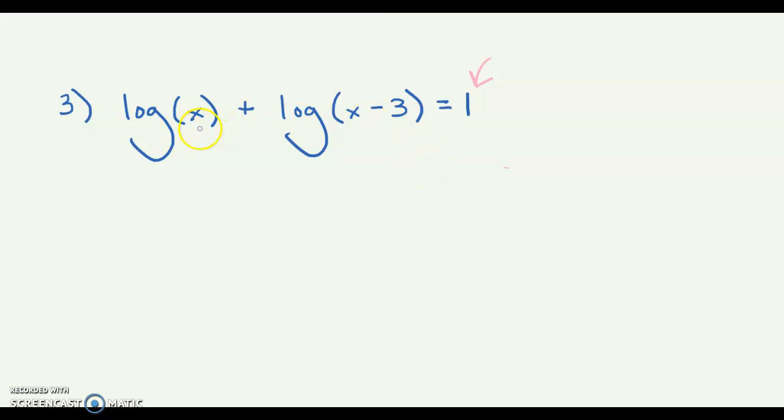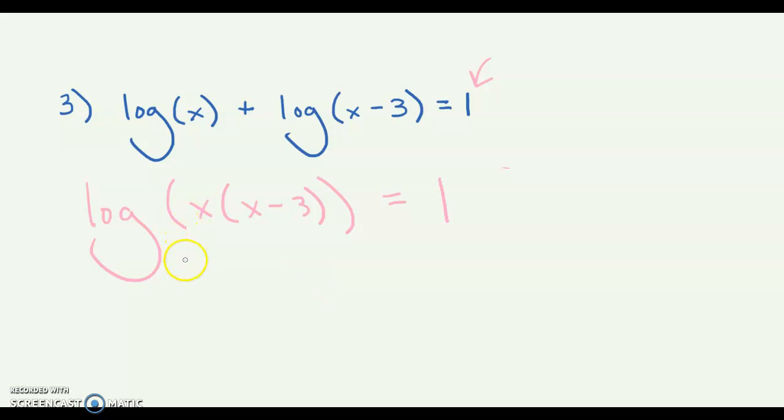Hopefully you looked at this and you're like, hey, wait a second, we just talked about log properties, and we know that if we have a log base something of an argument plus a log of the same base of an argument, we can make those one log with their arguments being multiplied together. And so I'm going to go ahead and rewrite it like that. Log base 10 of our arguments being multiplied together: x times (x minus 3) is equal to 1.